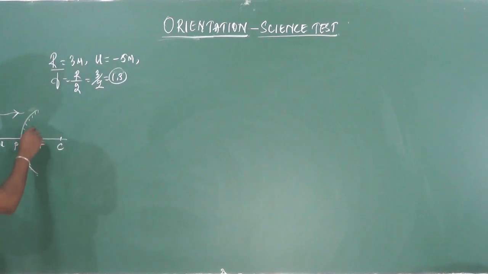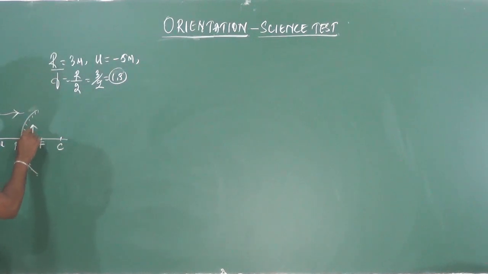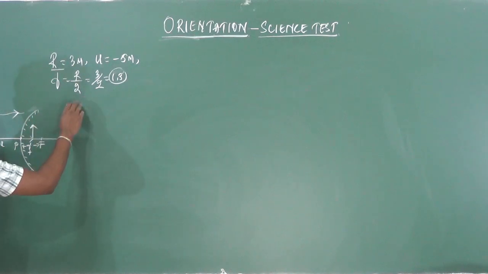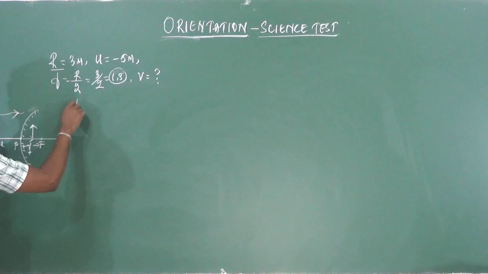In a convex mirror the image is always found between P and F. That is erect and virtual. So you have to find the position, nature and size of this image. So we have to find out the value of v. v is equal to how much? So we can use the mirror formula.